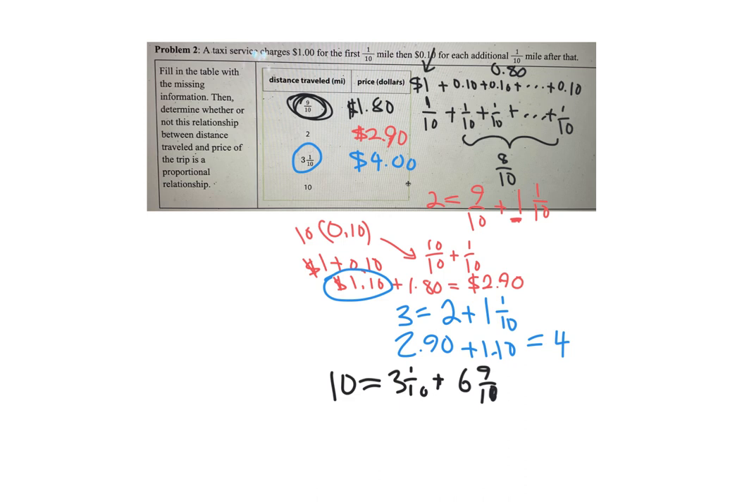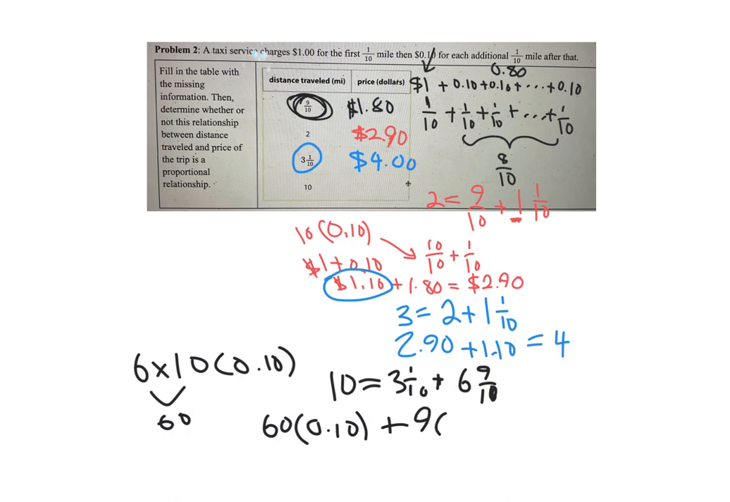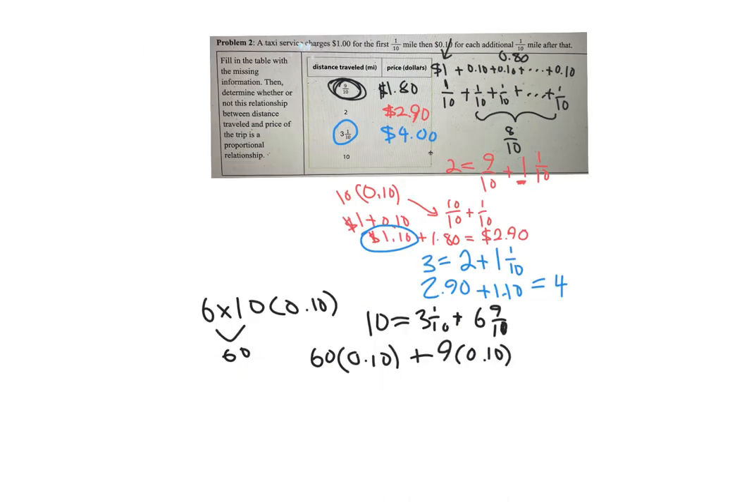And 6 9/10, that's like saying 10 cents times 60, because 10 times 10 cents would be for one hole, right? But we don't have one hole, we have six extra. So that's where the 60 comes from. But then we also have an extra 9/10. So we're going to multiply 9 times 10 cents.